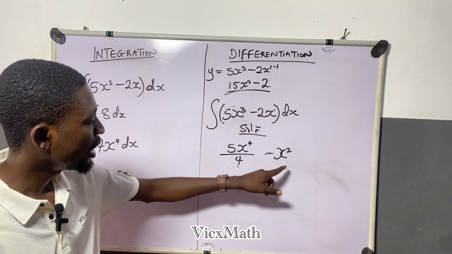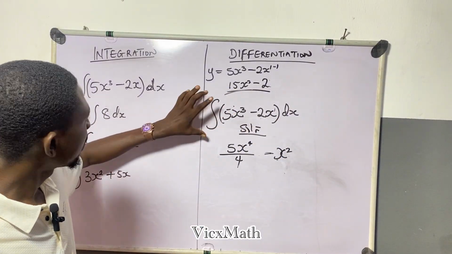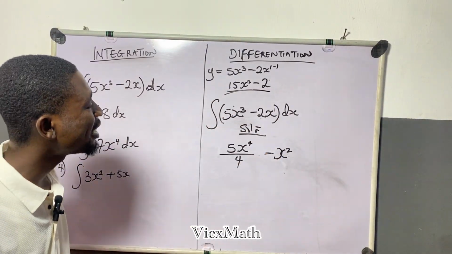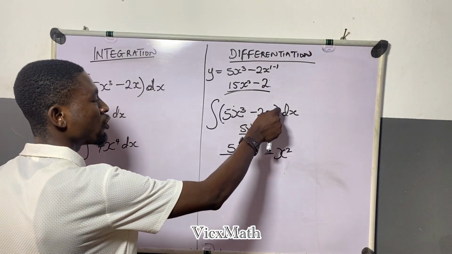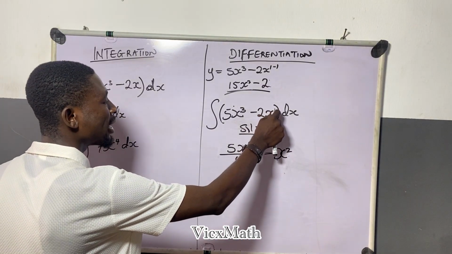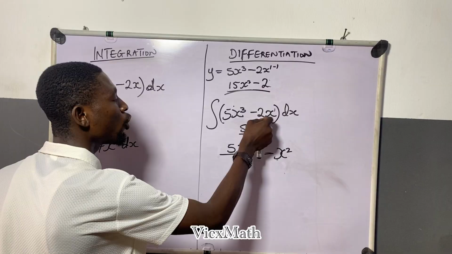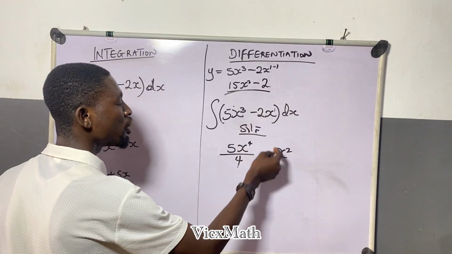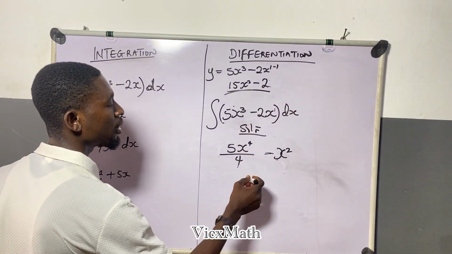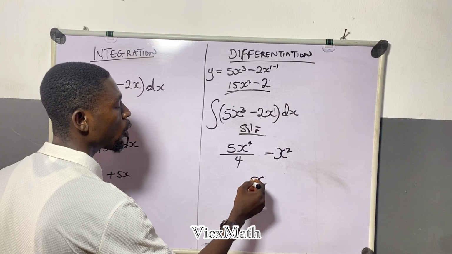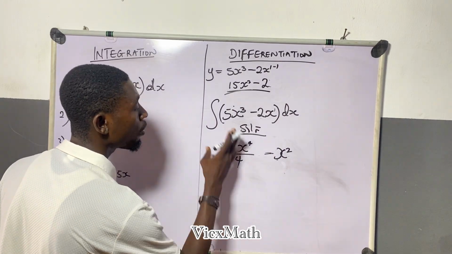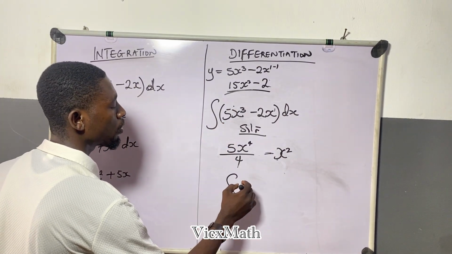I said here, in differentiation, that's this integration. What we did is, we added 1 to the coefficient, which is already 1, then divided the whole thing by the current power, which is 2. See what the formula says here.